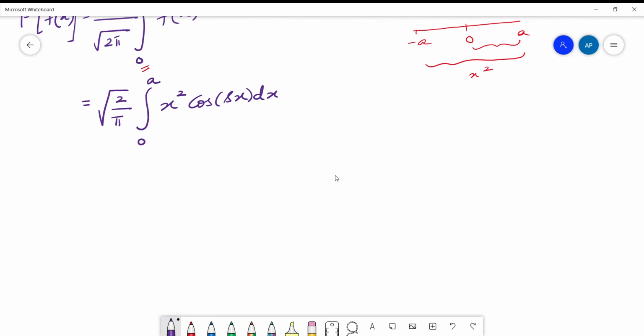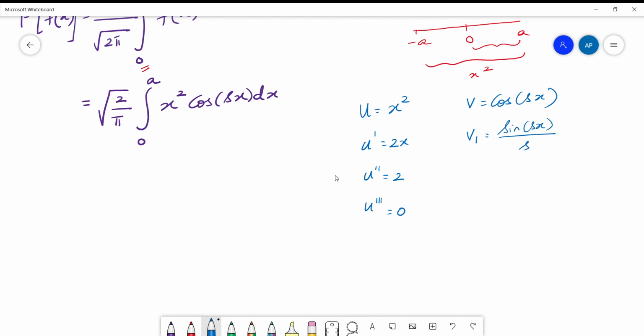So far we have done as we did in the previous problem. The previous problem was an odd function. Here it is even. So we start with x square as u, v as cos of sx. So we continue to differentiate x square, it becomes 2x, then it becomes 2, and the third derivative is 0. So we integrate v consecutively until the third integral. So cos sx becomes sin sx divided by s. The second integral again will give you minus cos of sx divided by s square, and consecutively the third time will give me minus sine of sx divided by s cube.